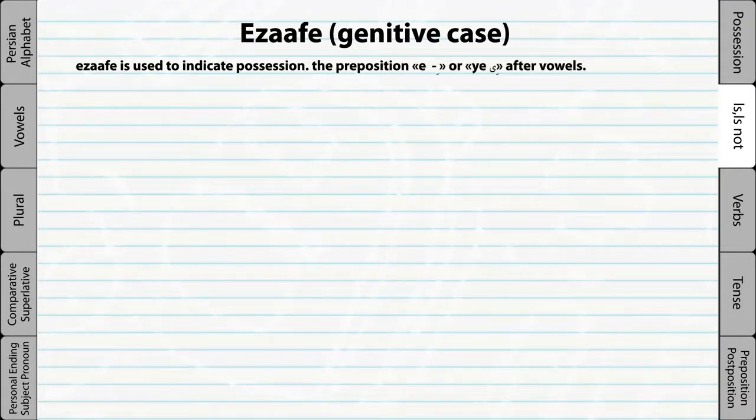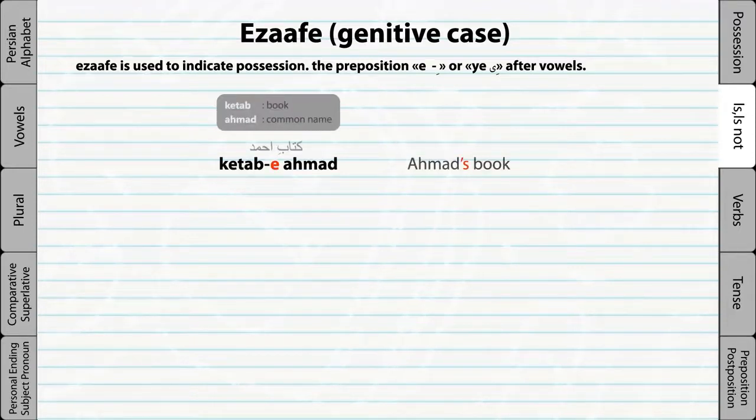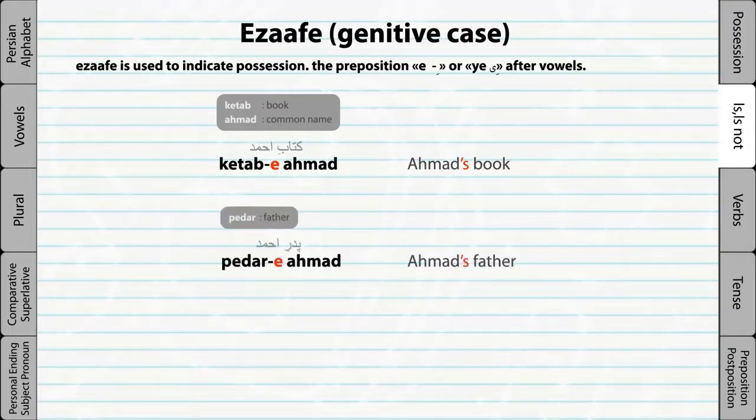Ezaafe. In Persian, Ezaafe is used for many different purposes. We talk about 2 main purposes here. The first one is to indicate possession. When you say Ahmad's book, we say Kitab-e Ahmad. The short vowel e indicates the book belongs to Ahmad. So the literal translation would be the book of Ahmad. Another example, Pedar-e Ahmad, the father of Ahmad or Ahmad's father.